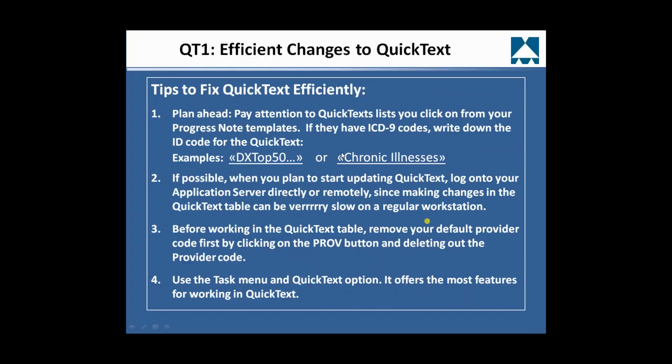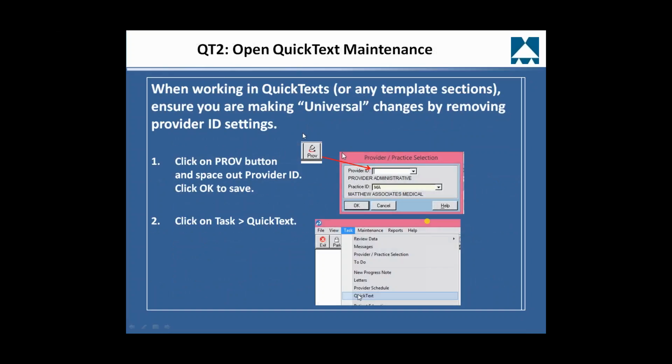When you're working in quick text, again, you go to the provider stethoscope button first, go to the provider blank, and just zero that out, just blank it out. Because if you have a provider in there and you're creating new ones, sometimes you might need to create a new one instead of changing something. It's going to put that provider code on there, and you don't want that.